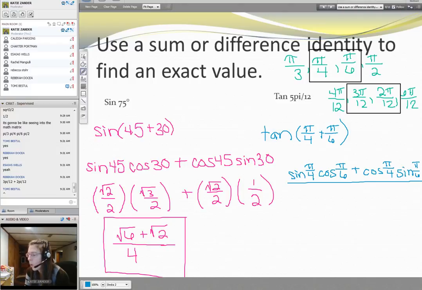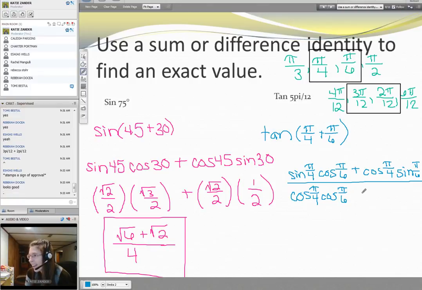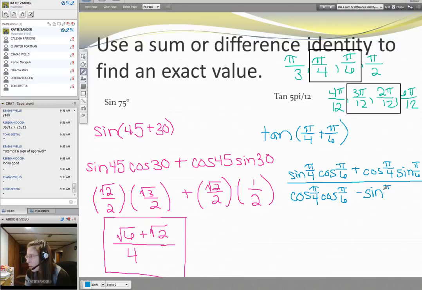Does that look good for the sum of sines in the numerator? Or do I need to tweak it? Stamp of approval. Awesome. So then we're going to go ahead and look at the sum of cosines in the denominator. That's where I've got to be careful here. See if I can remember this. Cosine of pi over 4, cosine of pi over 6. What operation goes here? Yeah, awesome. So sine of pi over 4, sine of pi over 6.